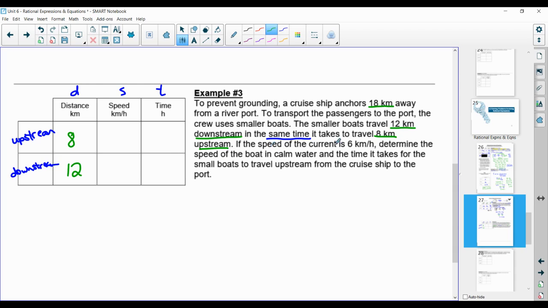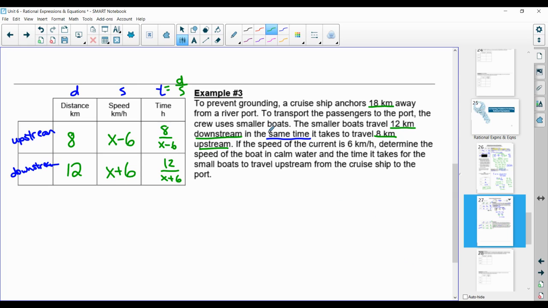Now, it says that the speed of the current is 6 kilometers per hour. Well, if we're traveling upstream, the current is going to work against us, so it's going to slow us down. Our x value is going to be our speed. So traveling upstream, the current's working against us, so it'd be x minus 6. When we're traveling downstream, the current is helping us, so our speed would be increased, so x plus 6. And again, time is always going to be distance divided by speed. So 8 divided by x minus 6 and 12 divided by x plus 6.